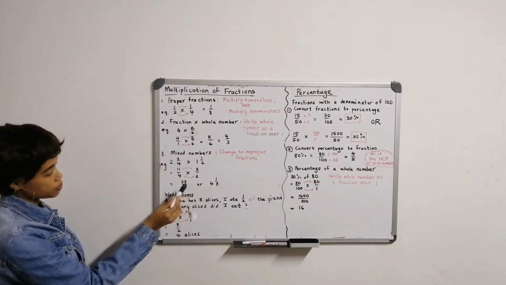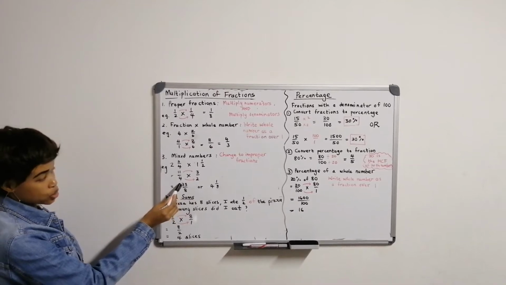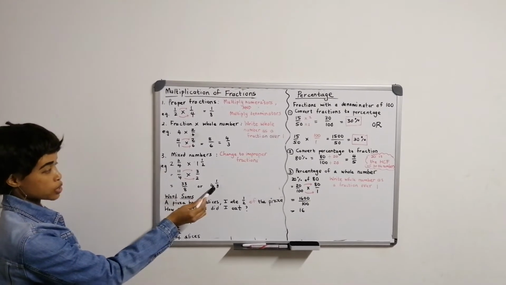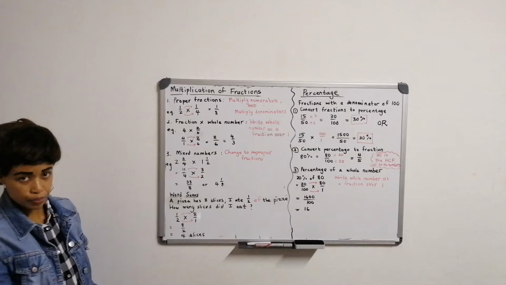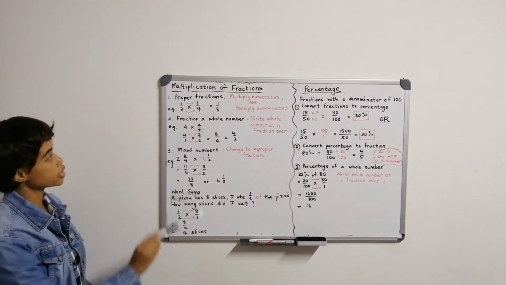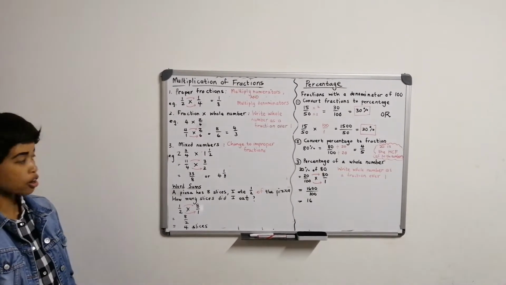So how do you do that? You say how many times is 8 divided into 33, which is 4 times, with a remainder of 1 over 8. Then, word sums for multiplication of fractions.